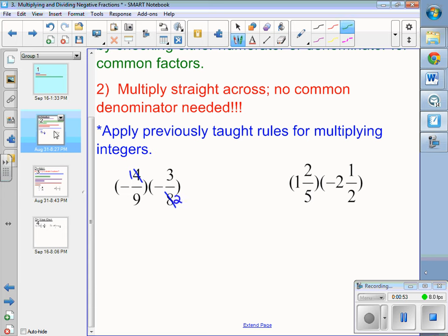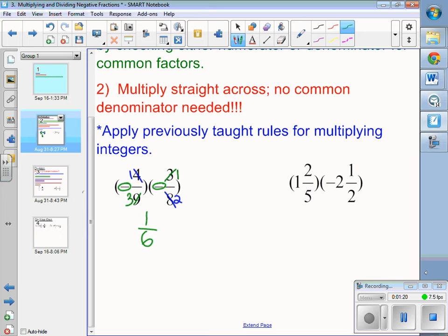And I switched colors so you guys can see the common factors that I'm looking at. 9 and 3 both have a common factor of 3. So 3 divided by 3 is 1. 9 divided by 3 is 3. Now we see here we have a negative times a negative, which we know will be a positive answer. So 1 times 1 is 1. 3 times 2 is 6. So our answer is 1/6.